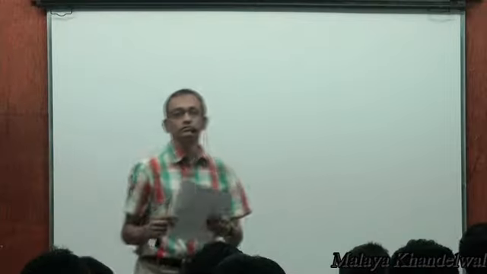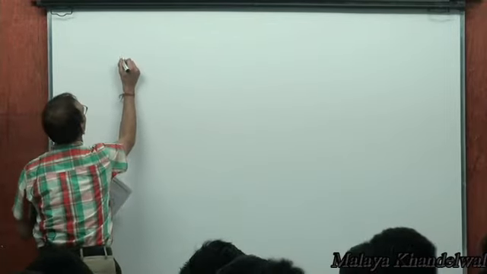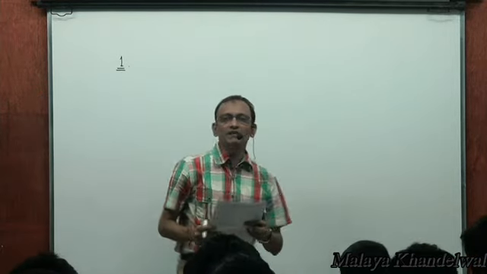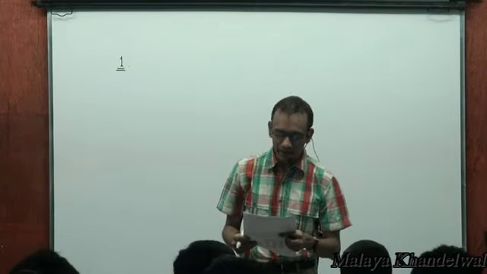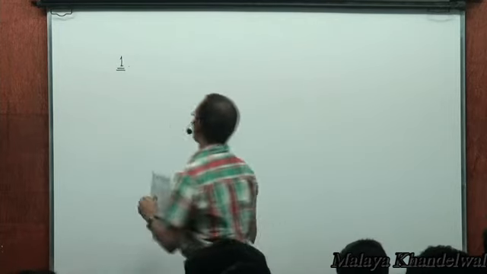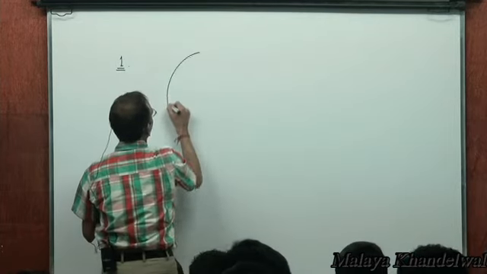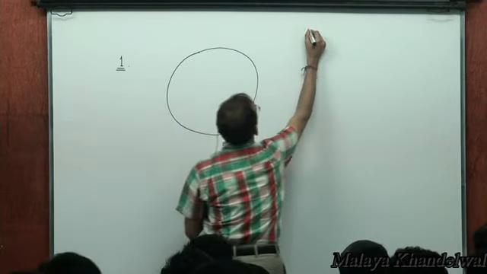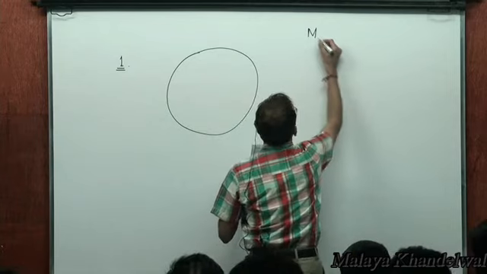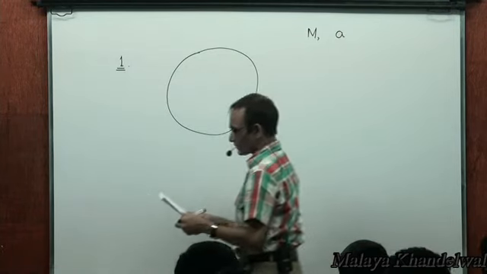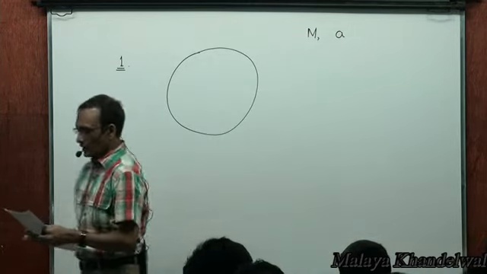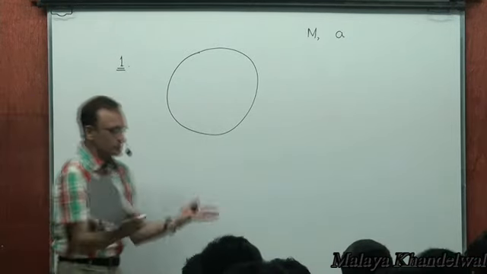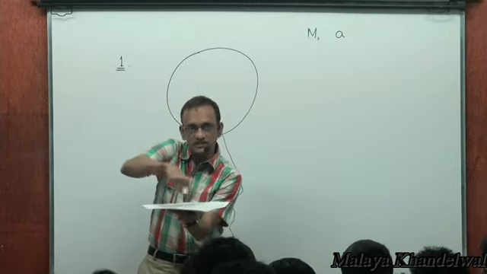The first problem, where we have a ring of mass capital M and radius A. This is a ring of mass capital M and radius A that lies on a smooth horizontal surface. The whole arrangement lies on a smooth horizontal surface like this.